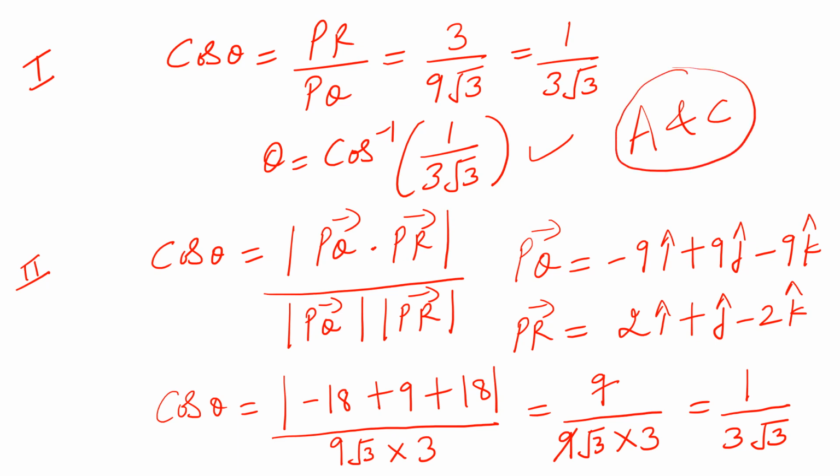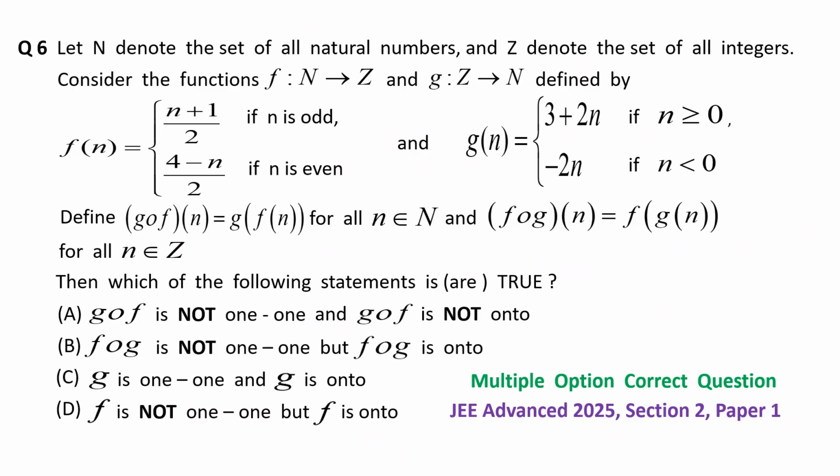Now students, we move towards the next question. Now students, this is the next question. This question is based on the topic of functions. It says, let capital N denote the set of all natural numbers and Z denote the set of all integers.